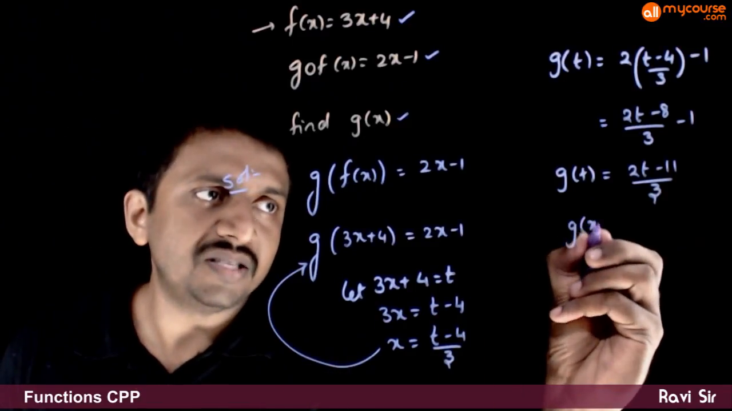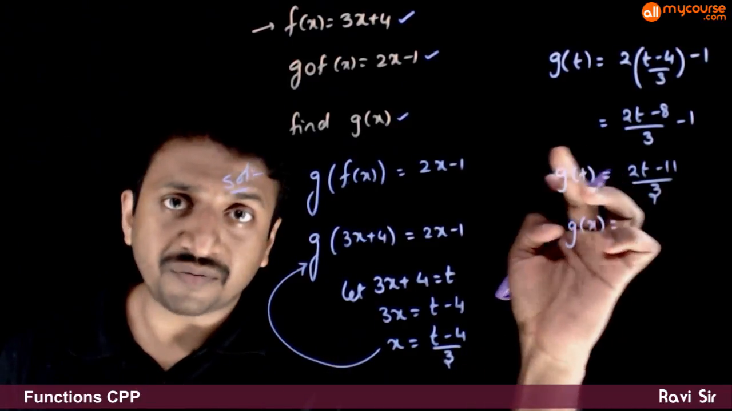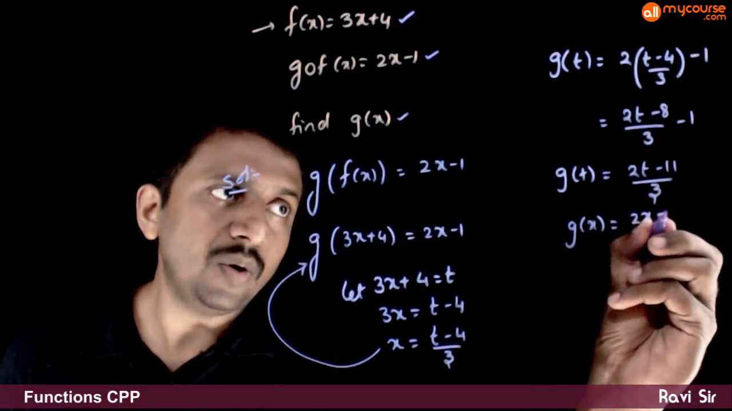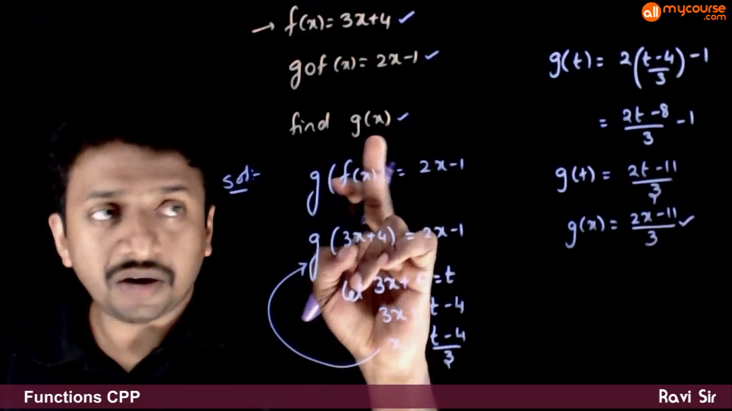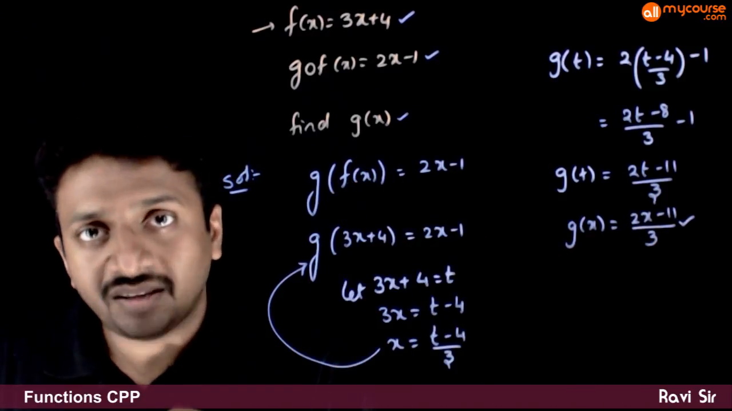So, correspondingly, what is g(x)? In the place of t, if you put x, you get (2x minus 11) by 3. So, g(x) is (2x minus 11) by 3, which is the right answer.